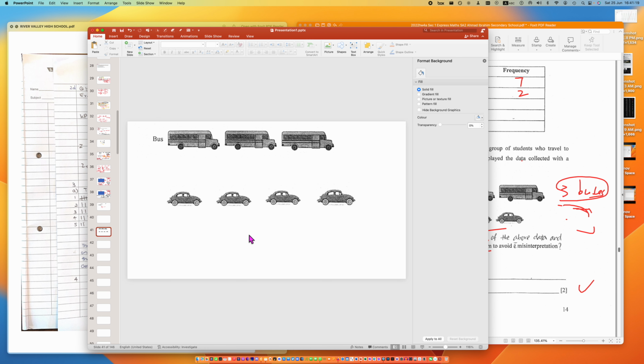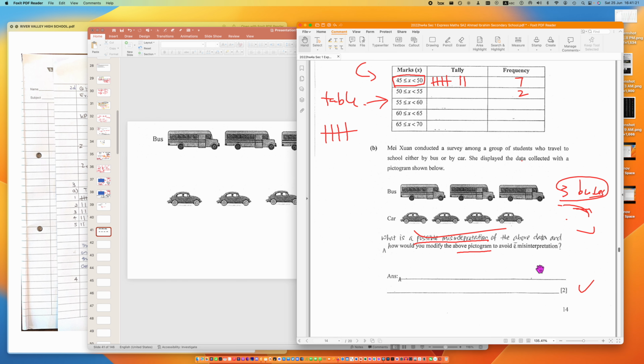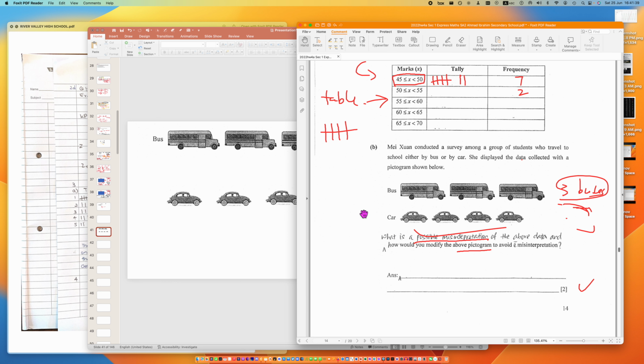Okay, so there is no definite answer here. As long as you can explain your reason, then you should get the marks. Okay. Okay, good.